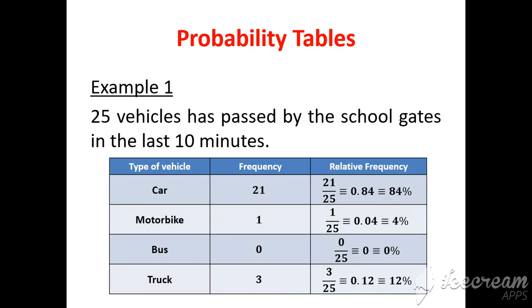Right, I've added this extra table called relative frequency, which is a fancy name for the experimental probability. In other words, we've taken the frequency of each type of vehicle and converted it to a probability. So there were 21 cars out of the 25 vehicles. There was one motorbike out of the 25, no buses out of 25, and 3 trucks out of 25. I've also then taken each fraction and converted it to a decimal or a percentage, depending on what you prefer to use.